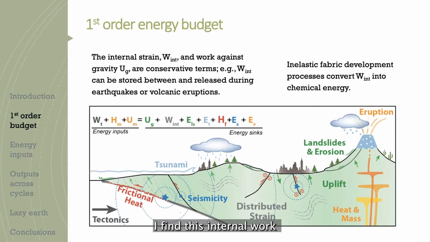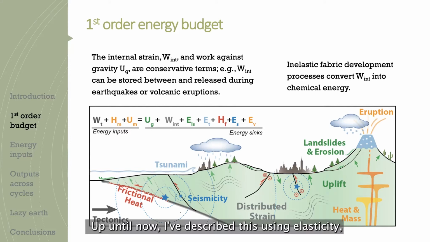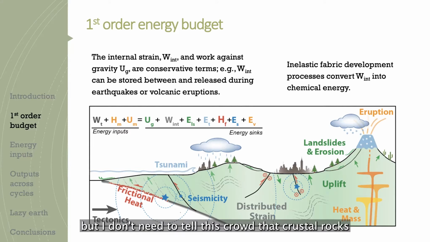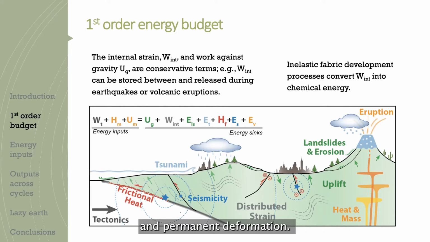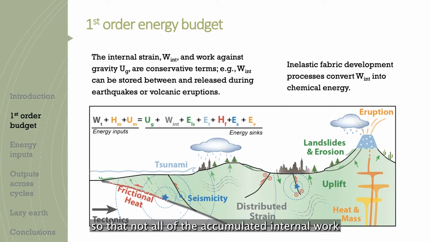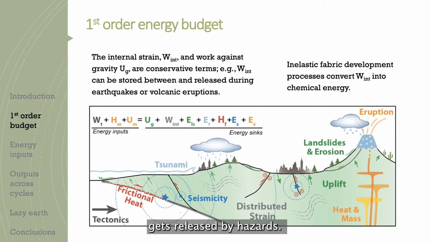I find this internal work really interesting. Up until now, I've described this using elasticity, but I don't need to tell this crowd that crustal rocks and mountain belts have a lot of fabric and permanent deformation. For example, the development of cleavage fabric, microfracturing, and pressure solution folding all reduce internal work, so that not all of the accumulated internal work gets released by hazards. So how much gets preserved in permanent deformation and how much is available for hazards? That's an outstanding question.